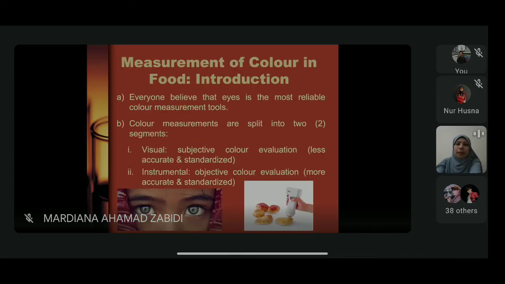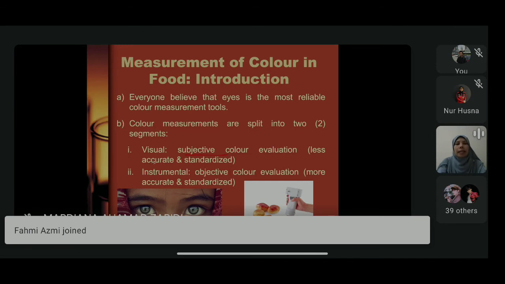So everyone believes that the eye is the most reliable color measurement tool. Well, it is true for individuals who do not have any problem in seeing any particular product. For color measurement, they are divided into 2 segments. This one I've mentioned just now: by using visual perception or by using instrumentation. When you visualize, this is known as subjective color evaluation.